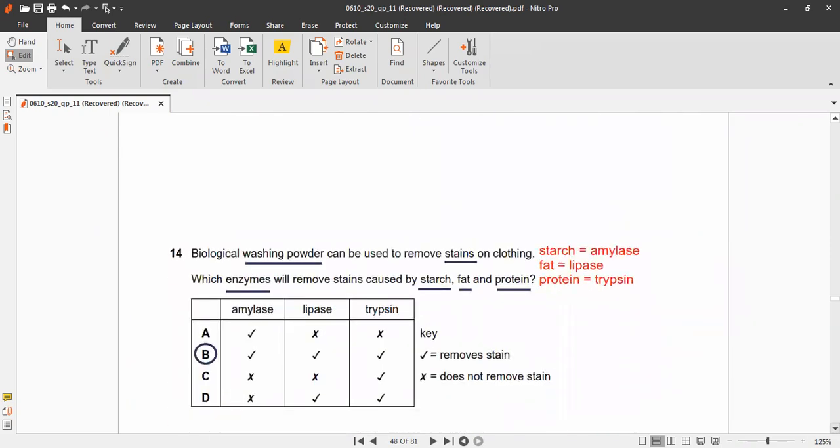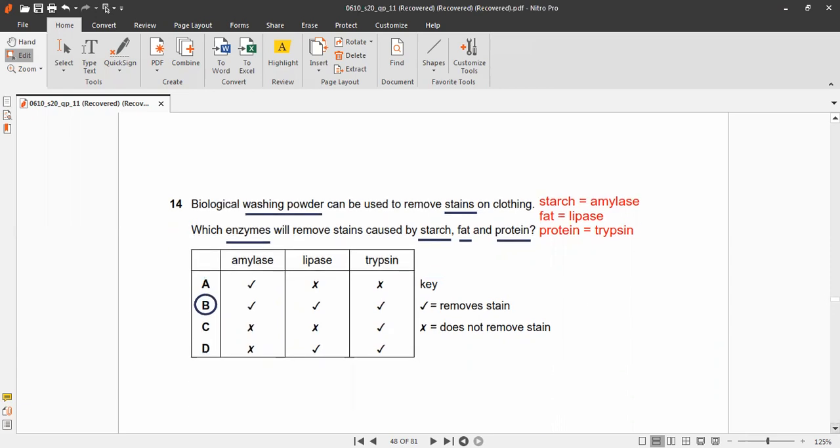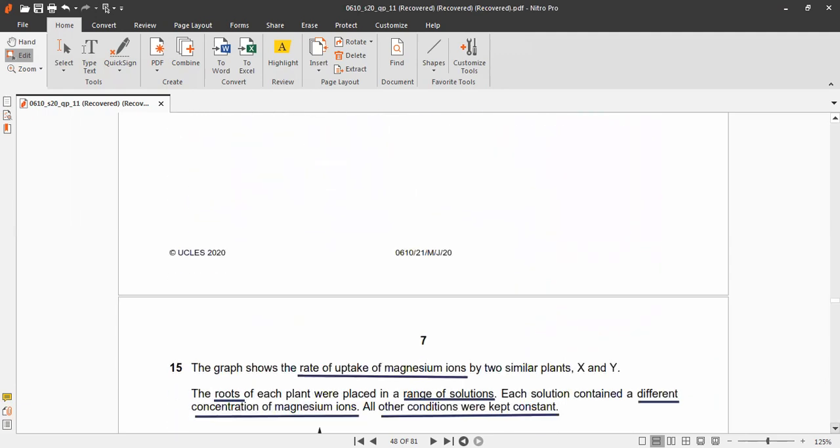Biological washing powder can be used to remove stains on clothing. Which enzymes will remove stains? Starch, fat, and protein. Starch, amylase, and fat, lipase, and protein, trypsin. So the correct answer is B, amylase and lipase and trypsin.